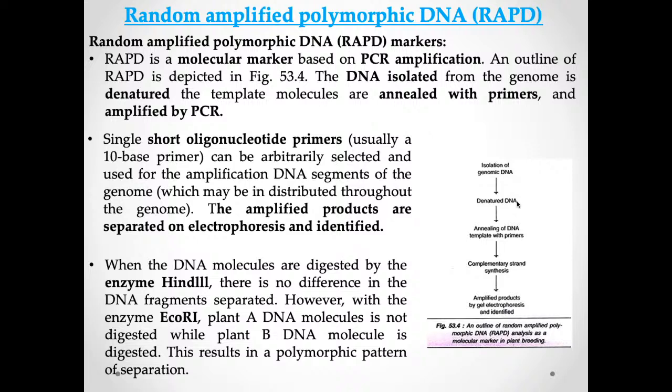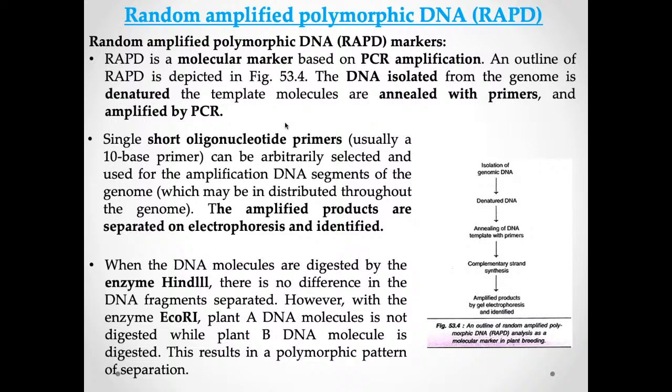Now comes your PCR stuff here. We anneal them with the primers. Our DNA template, the one which is denatured now, we anneal with the primers, and complementary strand synthesis is done. And amplified products are identified further by gel electrophoresis.